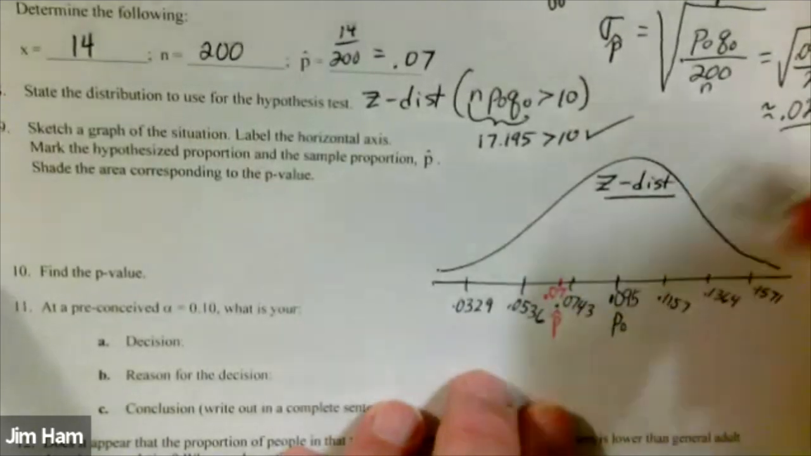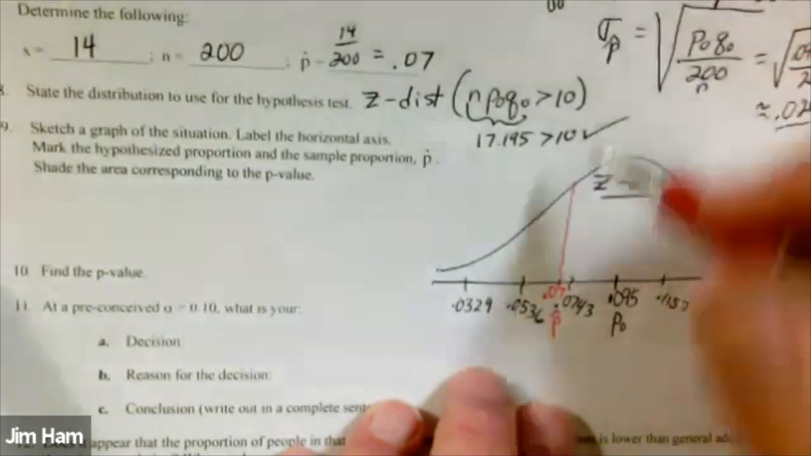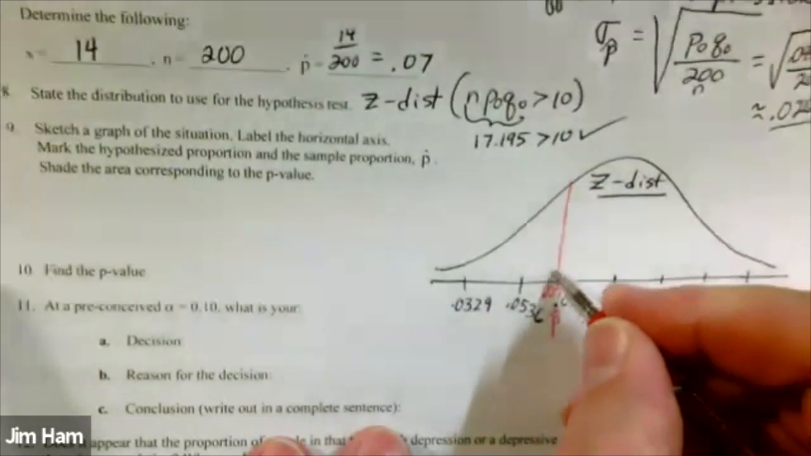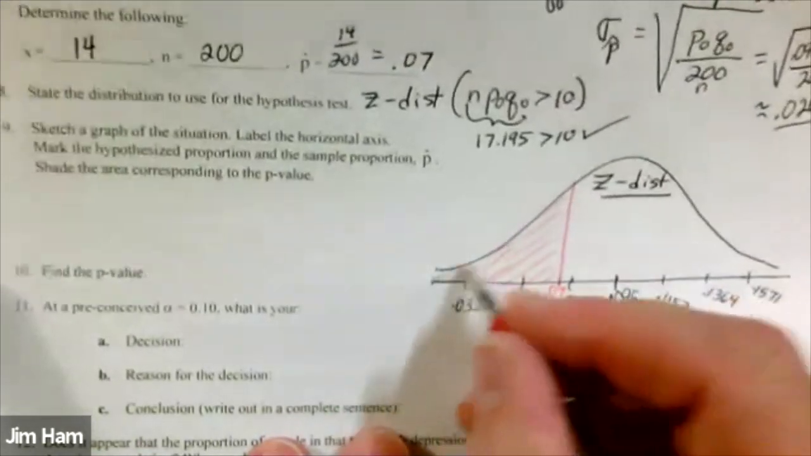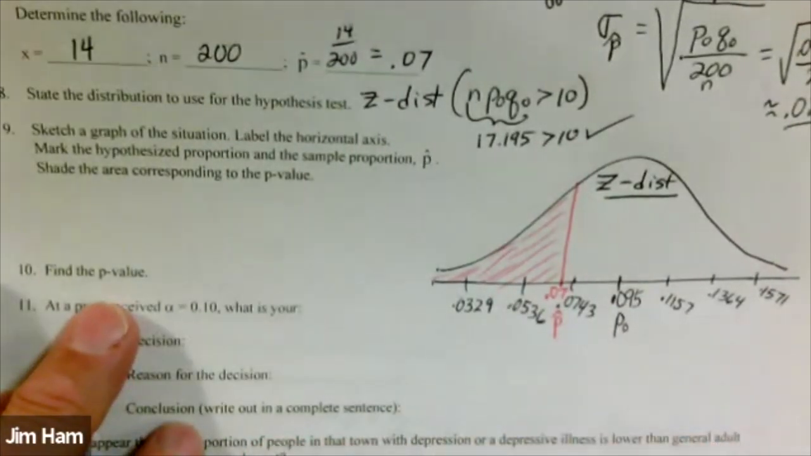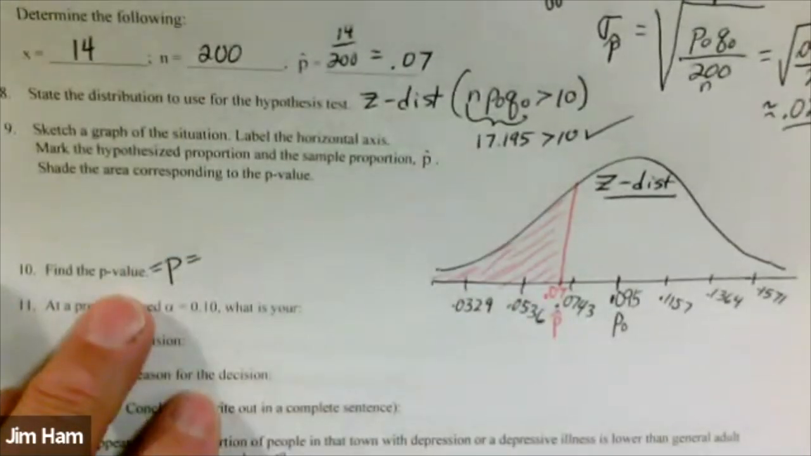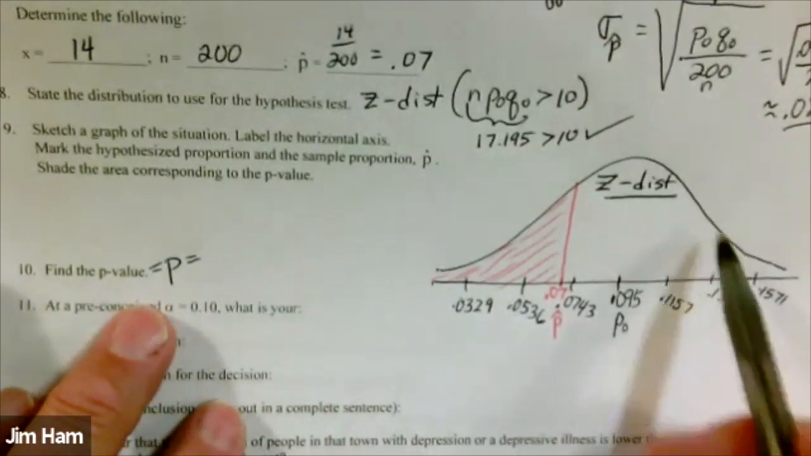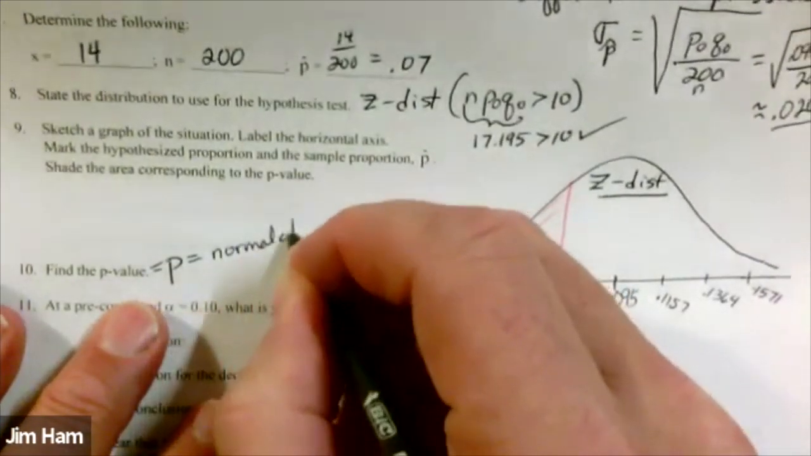Then the p-value that they want us to construct is the probability of getting that sample proportion or something more extreme. And for a one-tailed left test, something more extreme means everything over to the left. And the p-value, we're just going to call it p, which makes it confusing because we have p for the population proportion. This is in a normal setting. So we're going to use normal CDF.